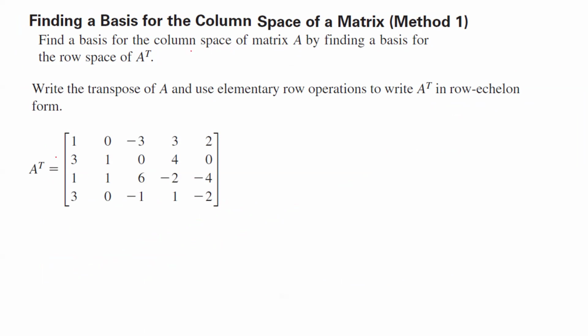So instead of working with A, you are working with the transpose of A. You're switching rows and columns. Now that you have the transpose of the matrix, you're going to apply elementary row operations to get to the row echelon form. The pivot is 1, so we don't have any issue there.